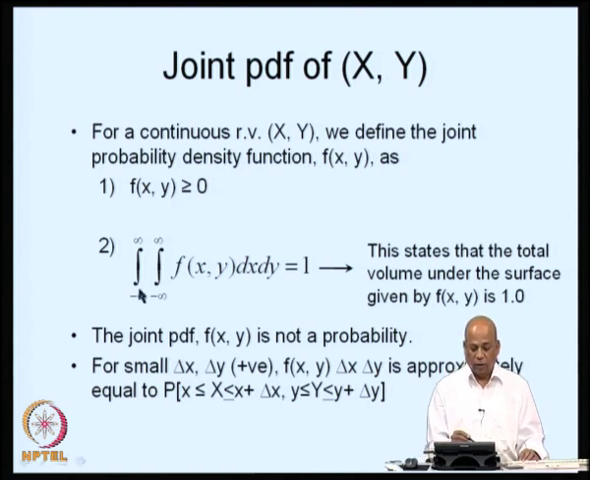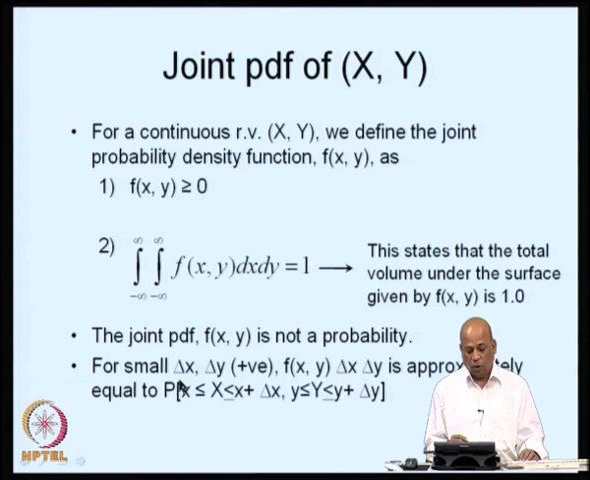So, this implies that the integral from minus infinity to plus infinity, and minus infinity to plus infinity, of the joint PDF f of x comma y with respect to x and y must be equal to 1. So, the total volume under the surface given by f of x comma y is 1. Remember that this is a density function and therefore, it does not give probability.